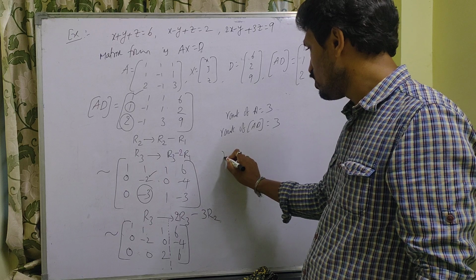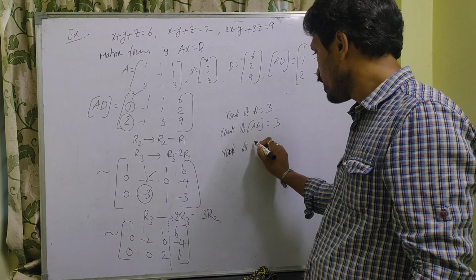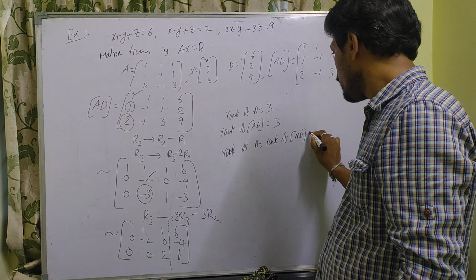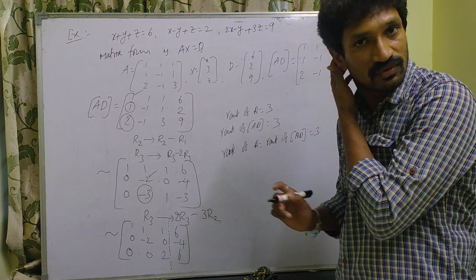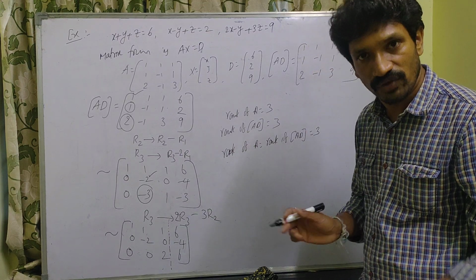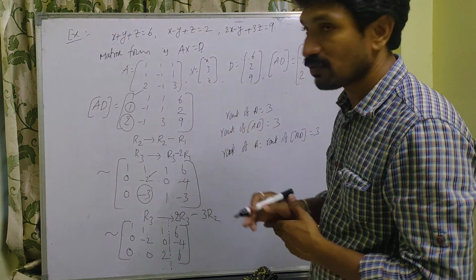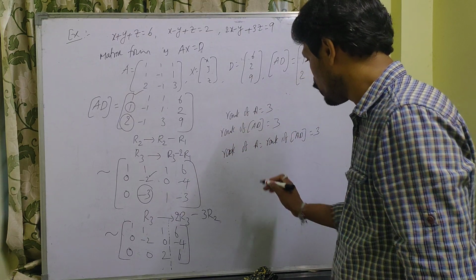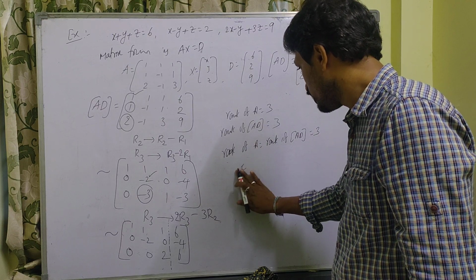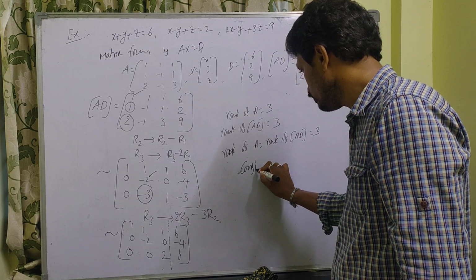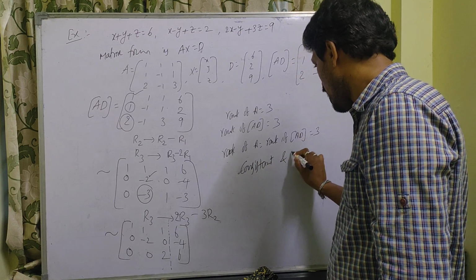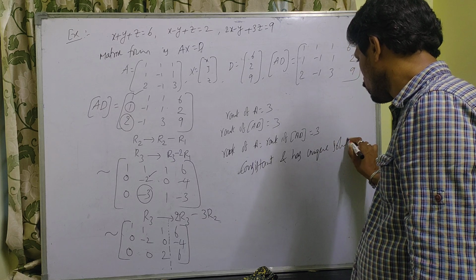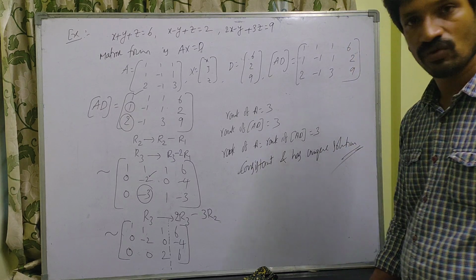So the rank of AD is also 3. So now what is here? Rank of A is equal to rank of AD is equal to 3. So this is the first case. Rank of A is equal to rank of AD is equal to 3. Then the given system of equations is consistent and it has a unique solution. Okay.